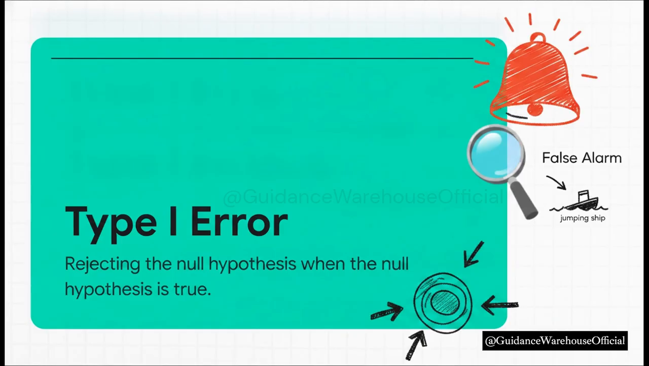Let's break down the very first trap, the type 1 error. By definition, this is the decision to reject the null hypothesis when the null hypothesis is actually true. In plain English, guys, a type 1 error is simply a false alarm. It means you abandoned the status quo, you jumped ship, even though everything was actually completely fine.